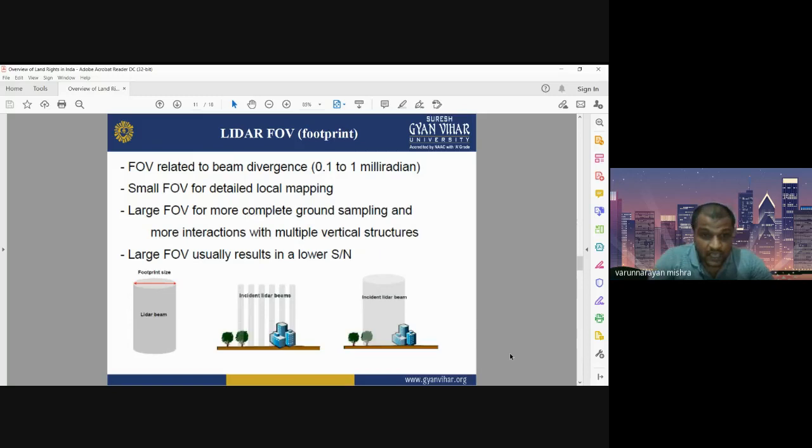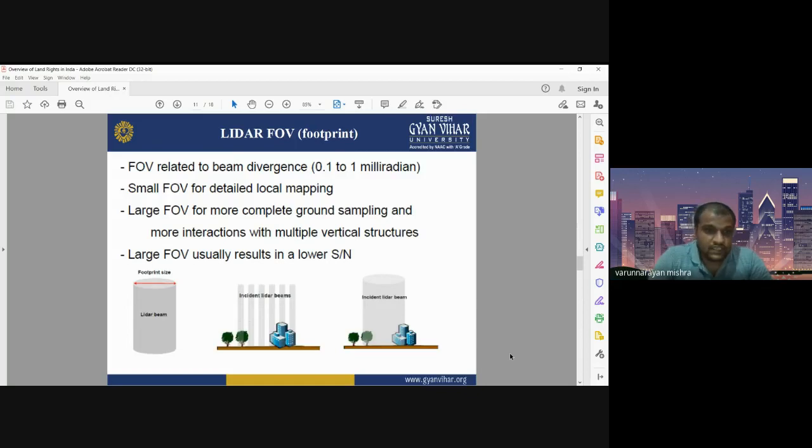Then lidar FOV, field of view. Like in optical remote sensing, field of view is the area that can be seen on the ground by the sensor. How much area is seen on the ground at a particular moment by that sensor is known as FOV. In the same way, in lidar scanning there is a lidar FOV, and it is known as footprint. The field of view in the case of lidar is known as footprint, meaning how much area is seen by that system on the ground.